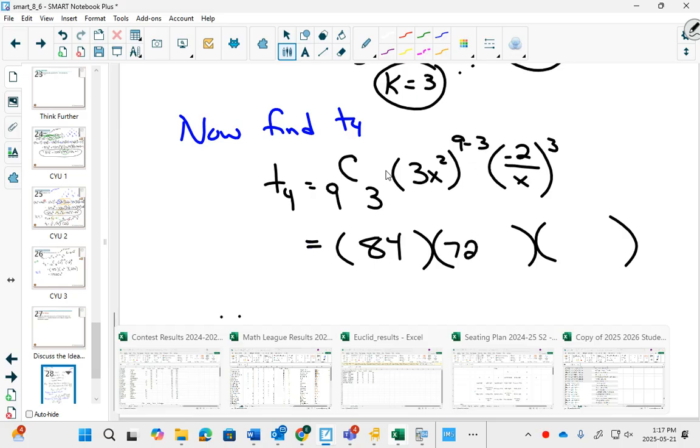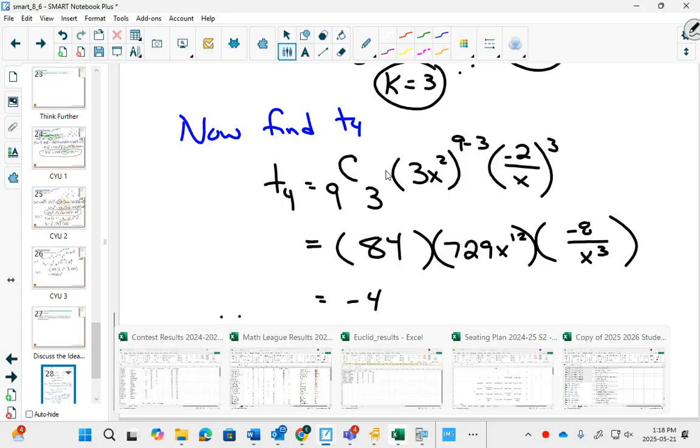729. x to the 2 to the 6 will be x to the 12. And the last one, negative 2 cubed, will still be negative. It'll be negative 8. And the x will be cubed as well. Now when we multiply our numbers together, we get negative 4, 8.